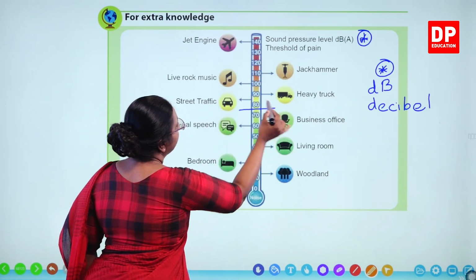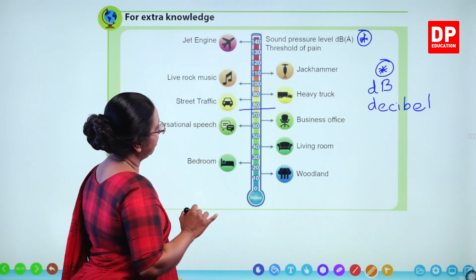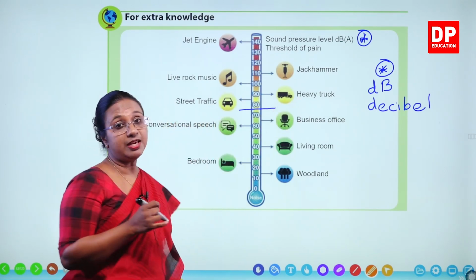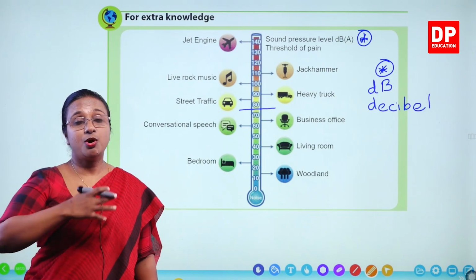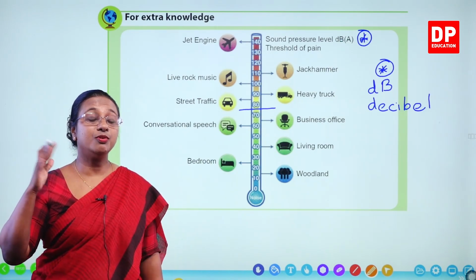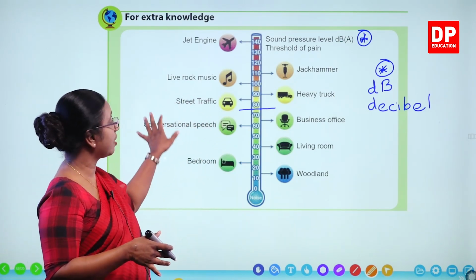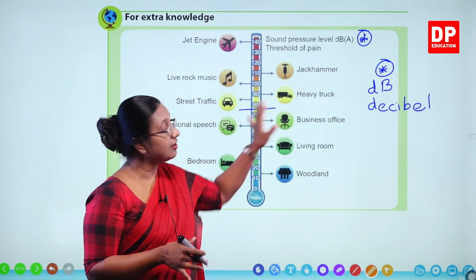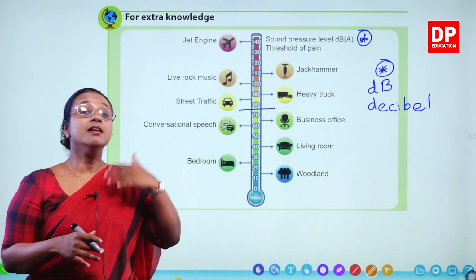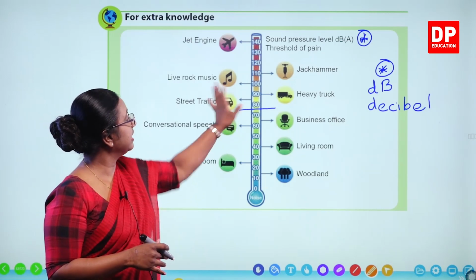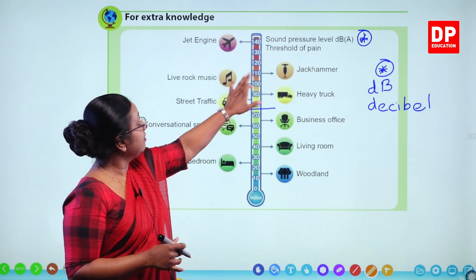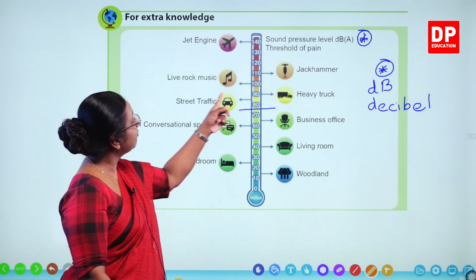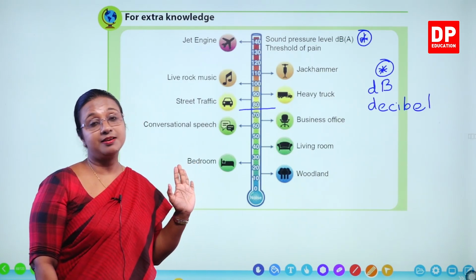So, this part, 80 street traffic and 90 heavy truck. That you are familiar with. Normally, when there's a lot of traffic on the road, the normal vehicles, the sound is less. But compared to that, when there are heavy vehicles going, the sound is more. So, 80-90 decibels.